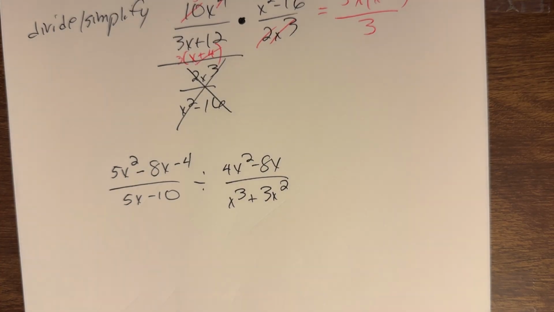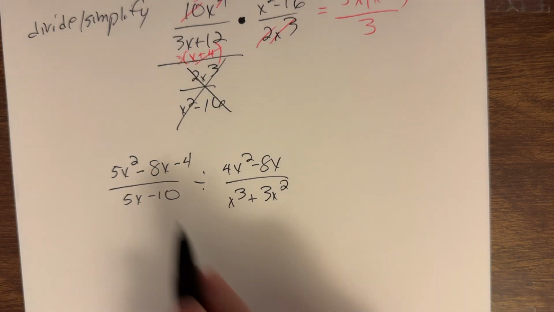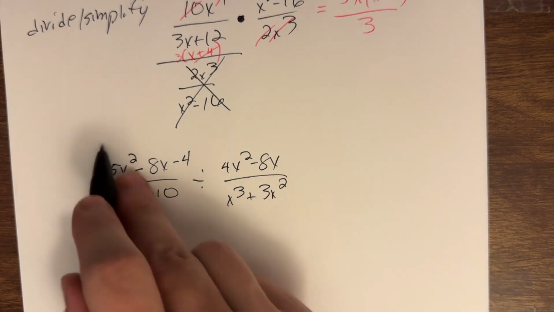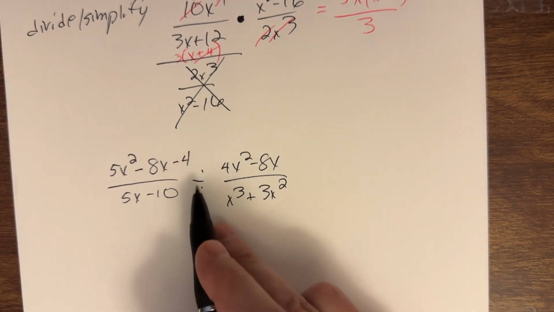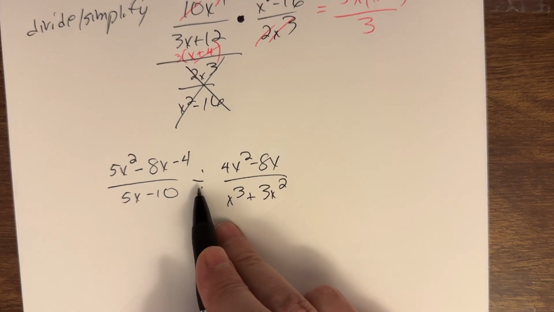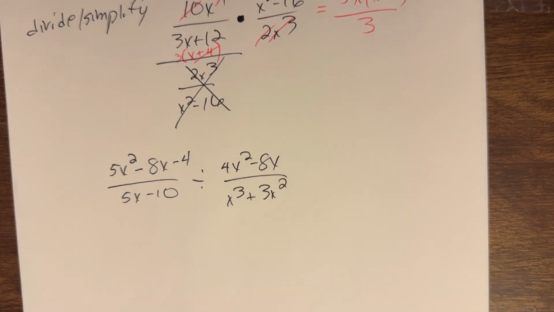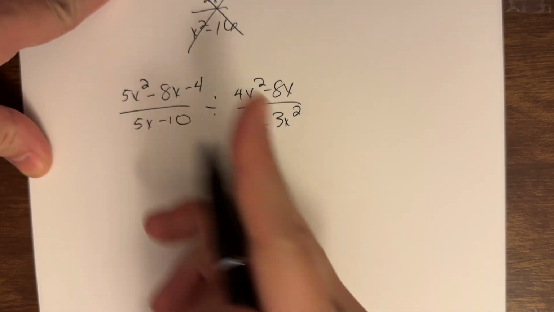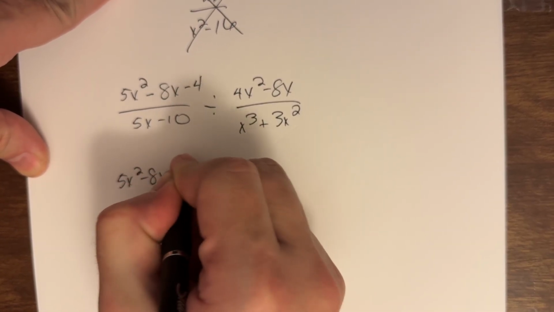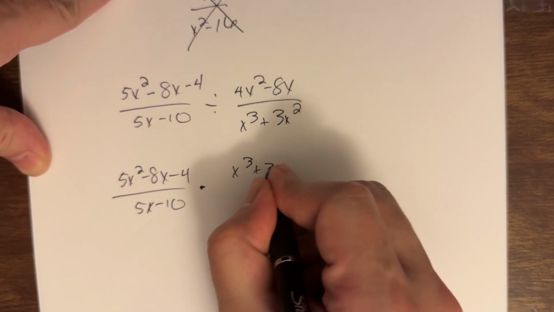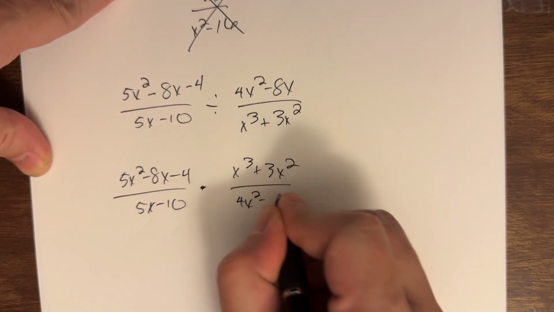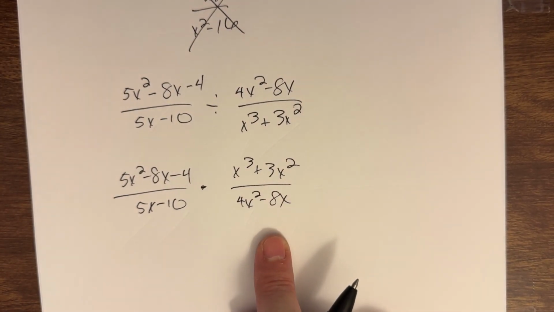Big warning, everybody. Sometimes people see the factoring and they kind of lose their order. They start factoring now, and then they immediately start thinking top and bottom. But what is on the top here is going to become the bottom when I flip to multiplication. So I would strongly recommend, before we do any factoring or thinking, make it the multiplication problem. 5x squared minus 8x minus 4 over 5x minus 10 times x cubed plus 3x squared over 4x squared minus 8x.